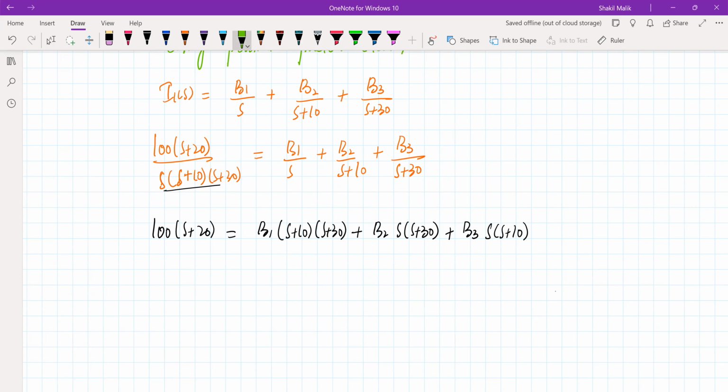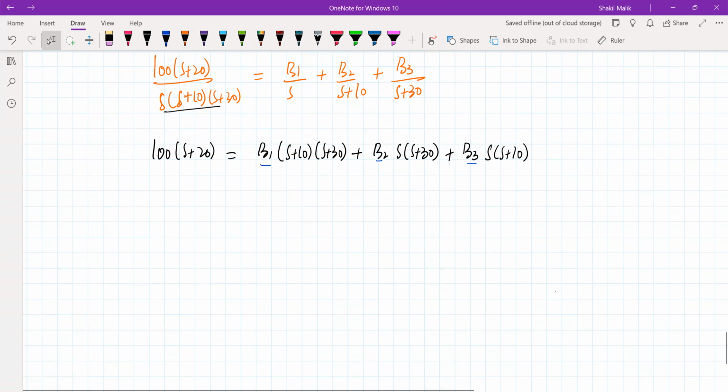Now our aim is to get the value of B1, B2, and B3, and we'll do this one at a time. So to get the value of B1, we'll make these two terms go equal to 0. So when will these two terms be equal to 0?